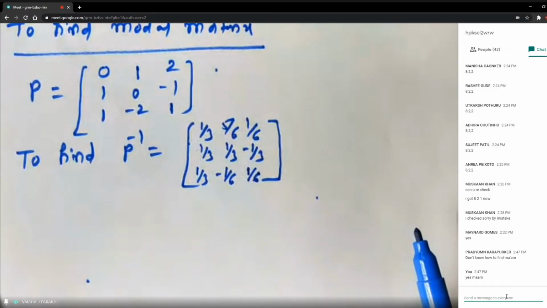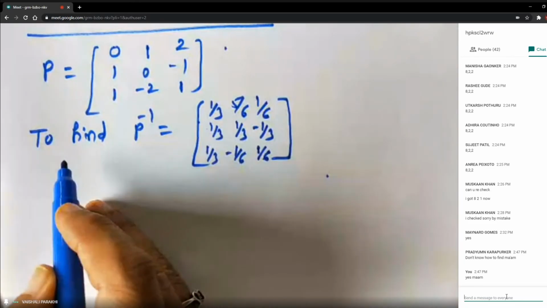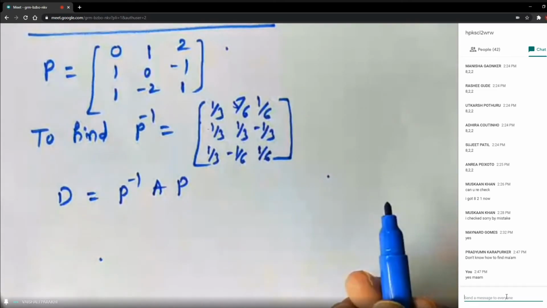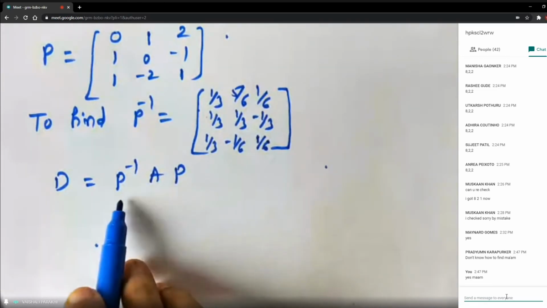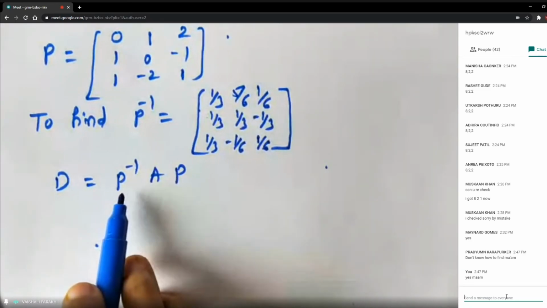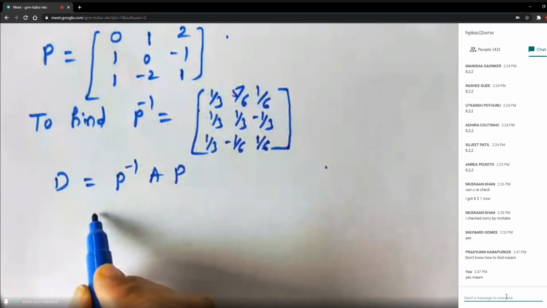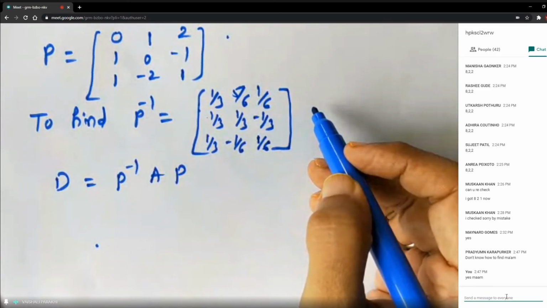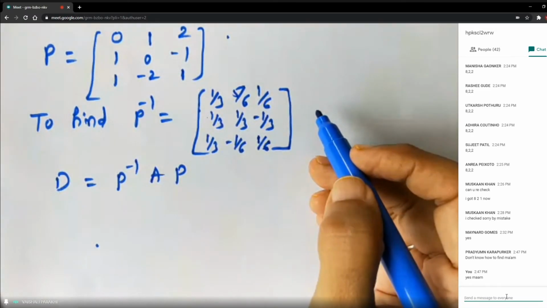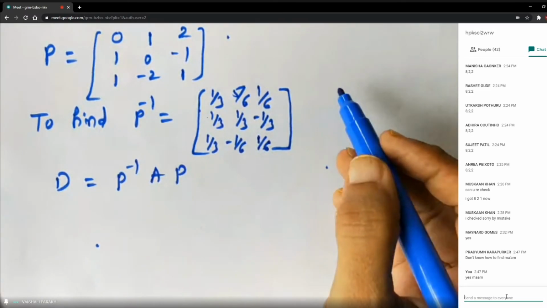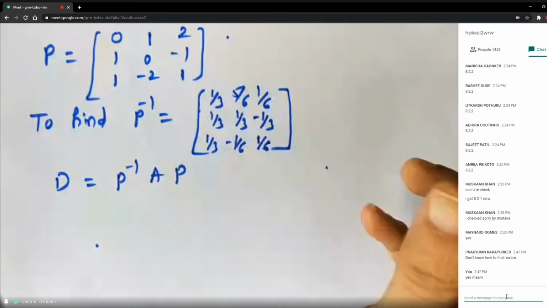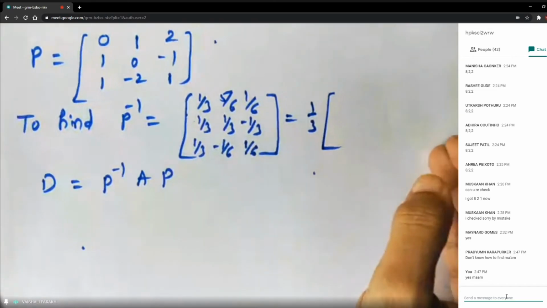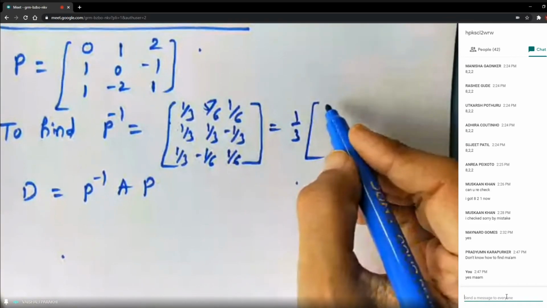So P is done, P inverse is done. Now it's time to write the formula for D. D is P inverse A into P. As I said, you have to be careful while placing P inverse and P. In the formula of D, P inverse comes at the first place. Now see students, P inverse, if you want to get rid of fractions, what is common in these numbers? 1 by 3 I can take out. If I take out 1 by 3, then here it will be 1.